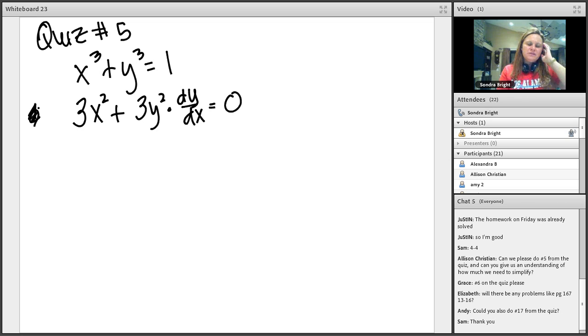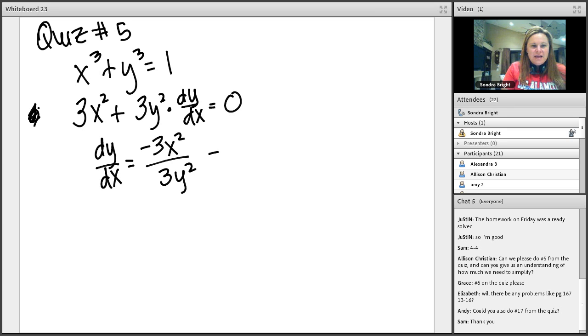I see a lot of times students will say it's 1, and then your answer is really horrible and wrong, and when you go to find that second derivative, you're going to just cry. It's already bad enough, right? But anyway, all right, so subtract the 3x squared and divide by the 3y squared, and you end up with, the 3's will cancel, you end up with a negative x squared over y squared. Don't simplify that more. That is dy dx.